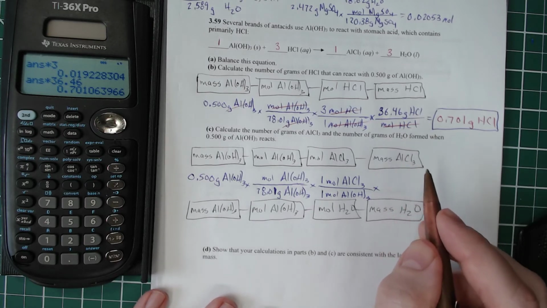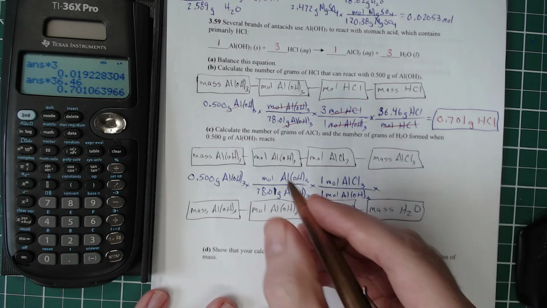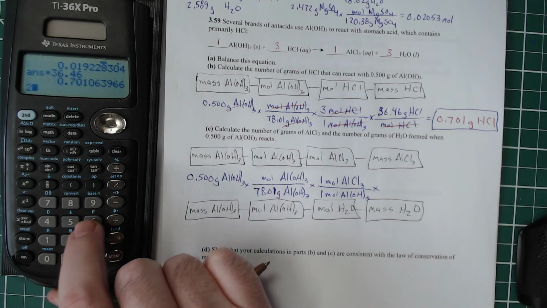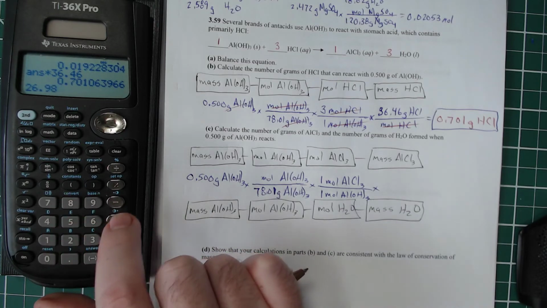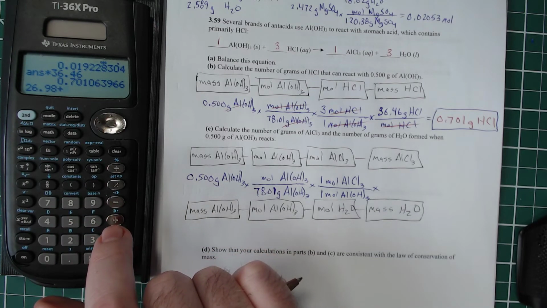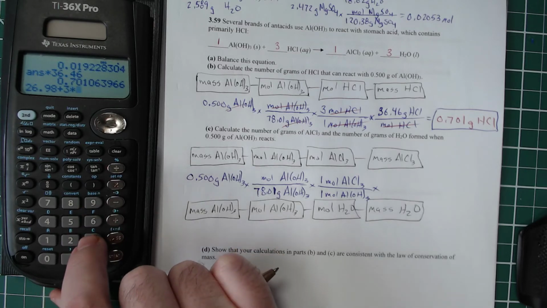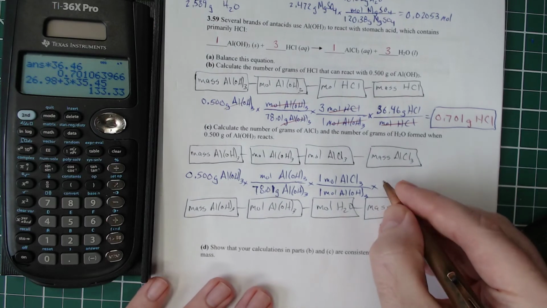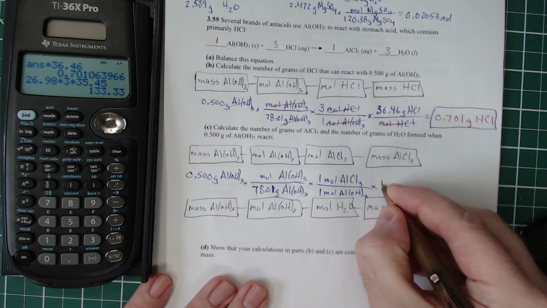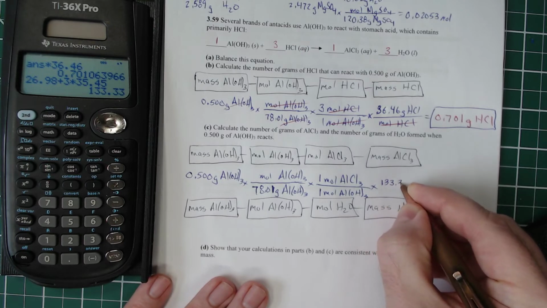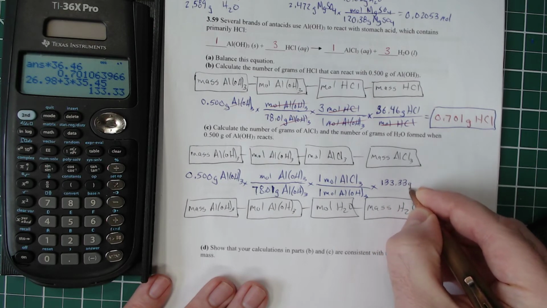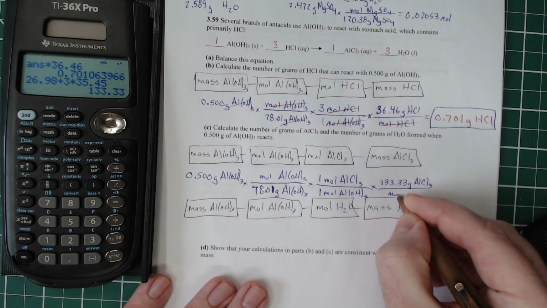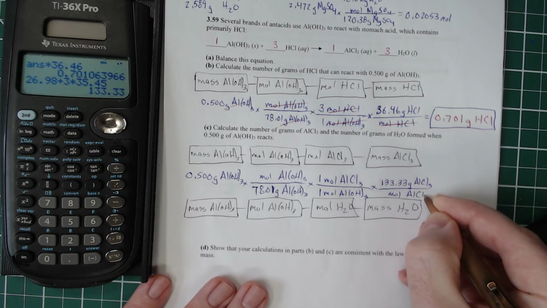Then we want to convert to the mass of aluminum chloride. So we're going to need to get the molar mass of aluminum chloride. Aluminum was 26.98, plus chlorine is 35.45, so 3 times 35.45, and that gives us 133.33. So 133.33 grams of aluminum chloride per mole of aluminum chloride.